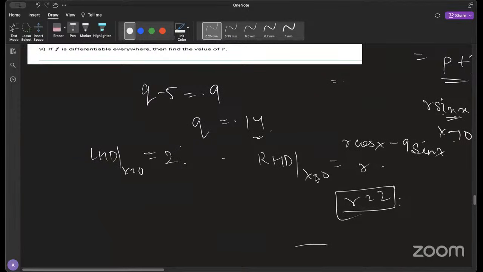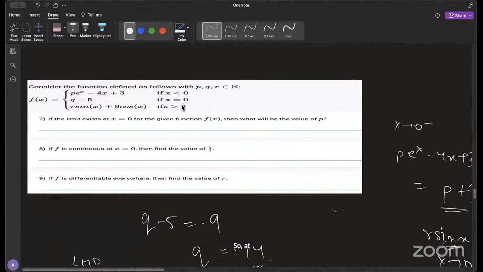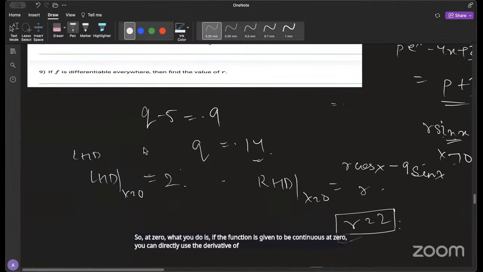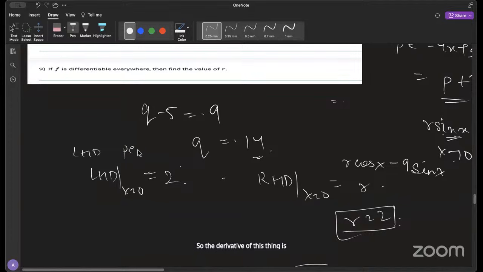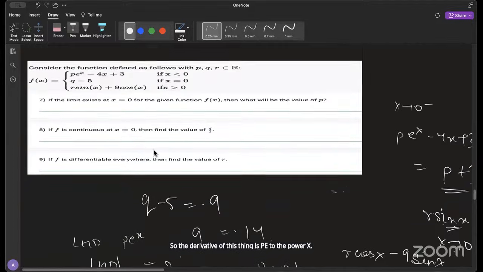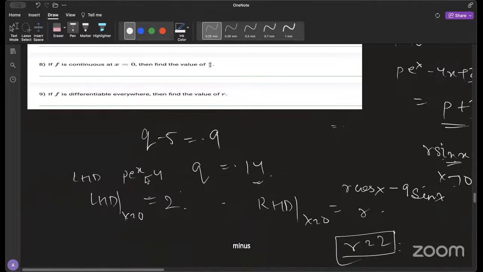Ma'am, how did the left hand derivative become 2? For the left hand derivative at 0, if your function is given to be continuous at 0, you can directly use the derivative of this, right? The derivative of this thing is p e to the power x minus 4. But your p is given to be 6, so you put 6 here. You'll get 6 e to the power x minus 4. And you have to find the derivative at 0, right? So you put x equals 0 here. So this is 6 minus 4, 2. Is that okay?